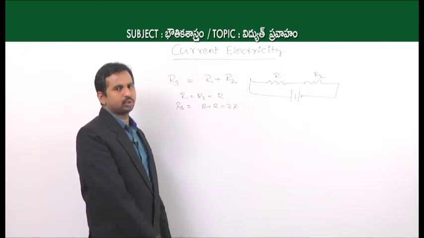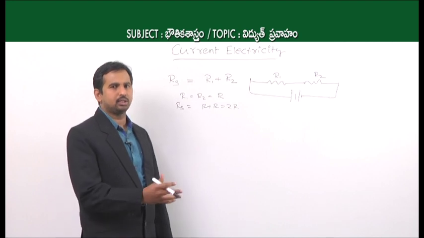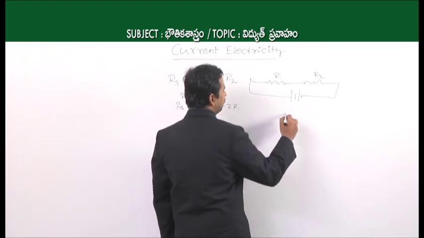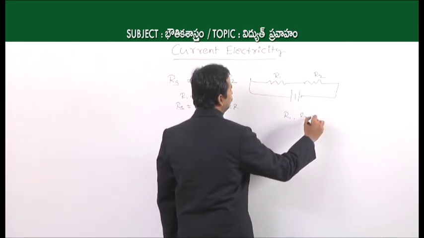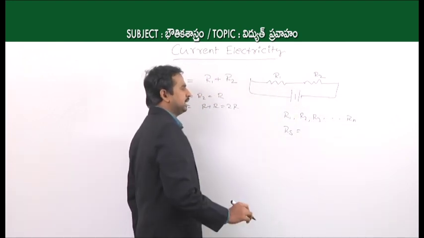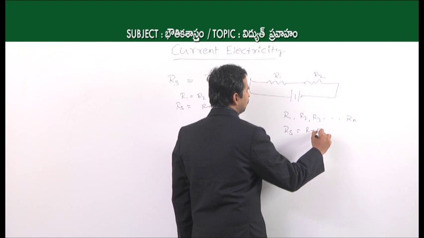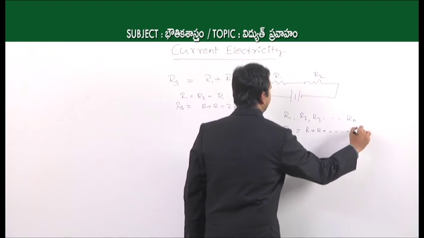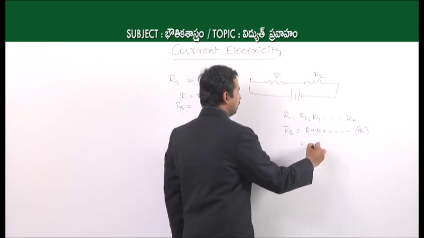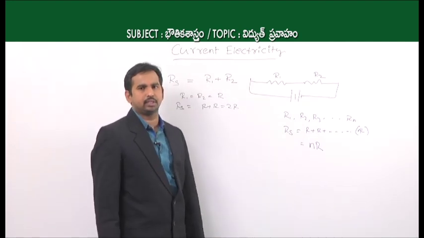If you are taking n number of resistances at the same time in the series connection, then it becomes nR. So if you take the resistances R1, R2, R3 and so on up to Rn, and all these are connected in series, then Rs is equal to R plus R and so on up to n times. Then the final resistance becomes nR. This is the resistance connected in series if n number of resistors are taken at a time.